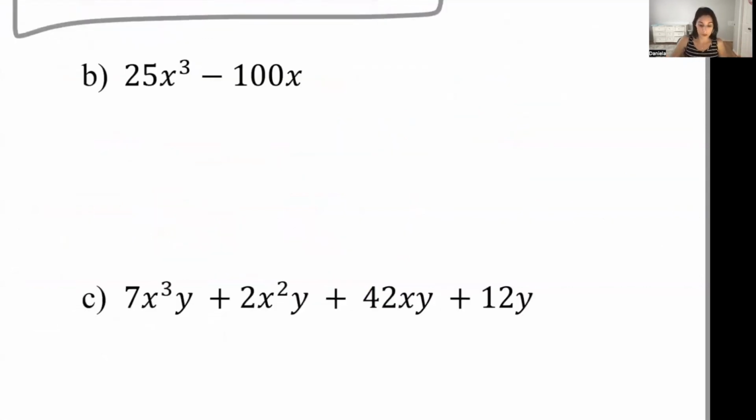Okay, so for part B, remember I said, first things first, you want to scan for the GCF. That should be the first thing on your mind.